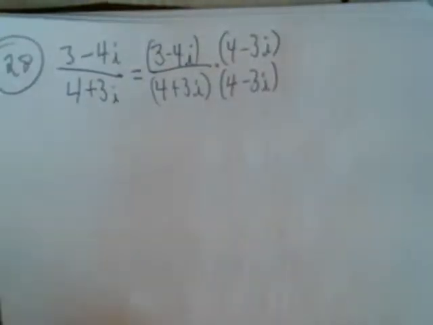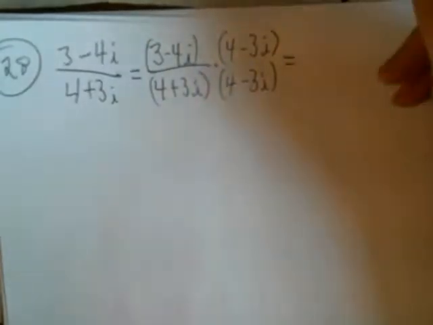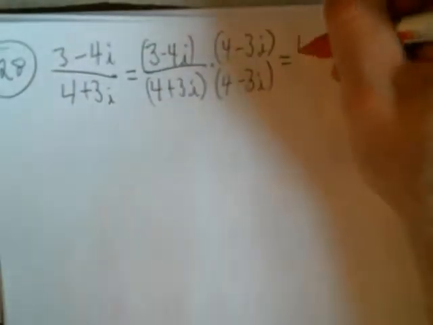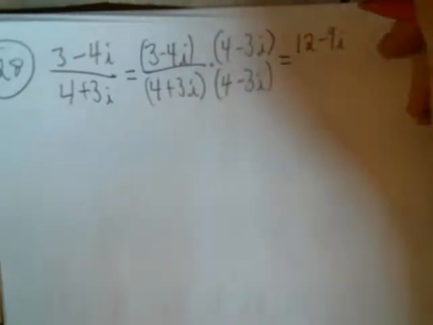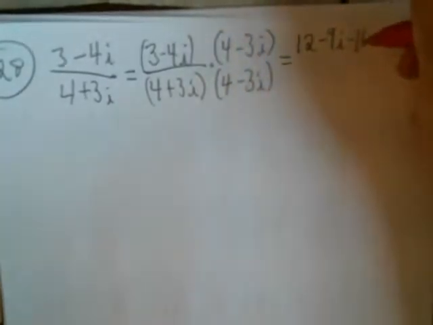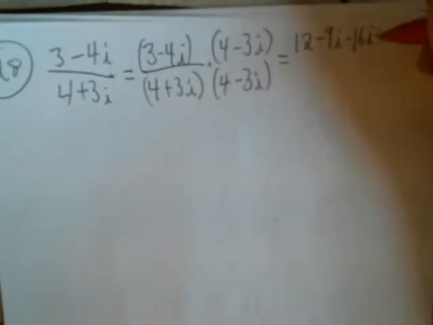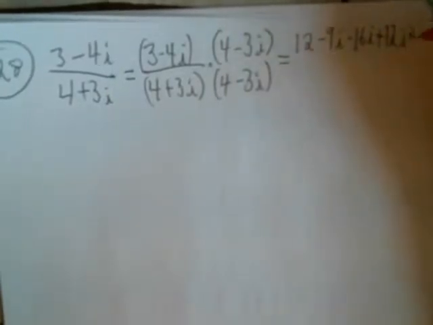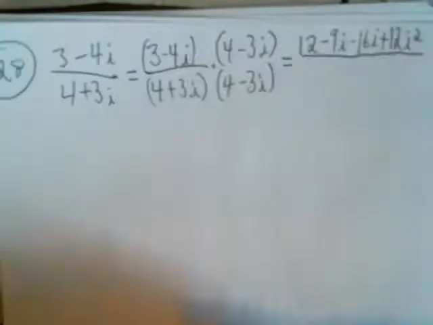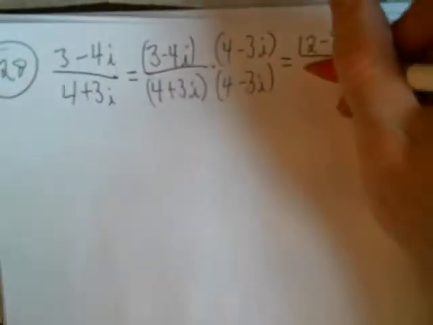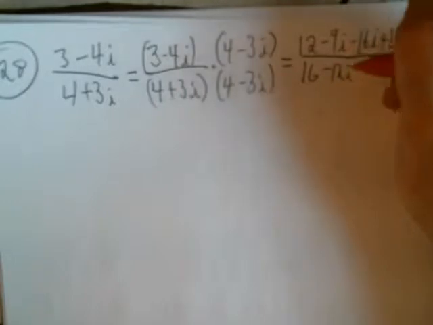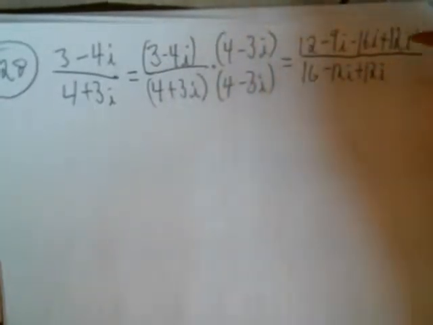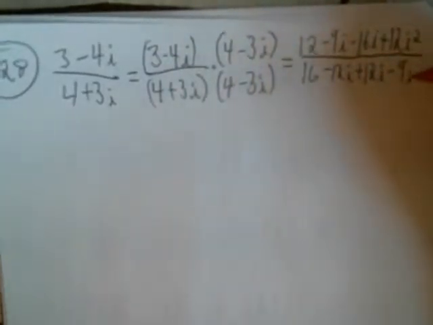Okay. So in the top we've got some FOILing to do. So 12, outer minus 9i, inner minus 16i, and then last plus 12i squared. And that's all over. So first we have 16, outer minus 12i, inner plus 12i, and then last minus 9i squared.